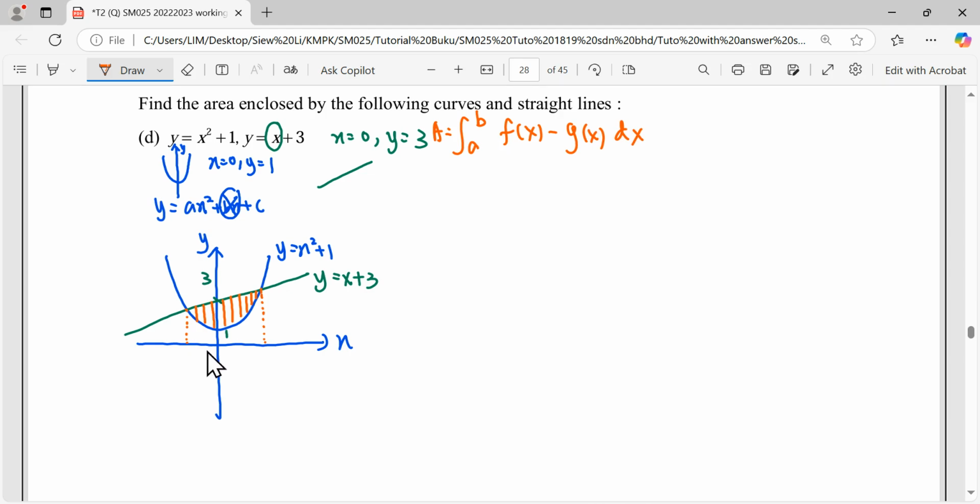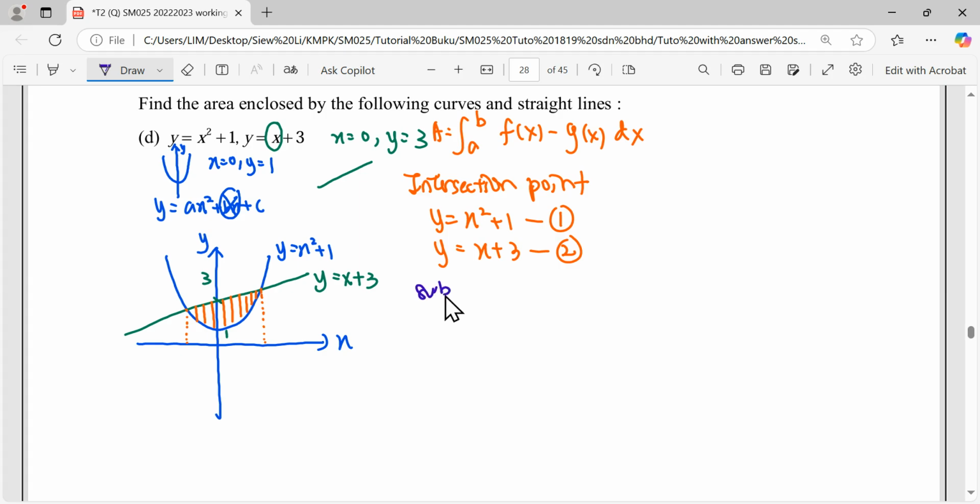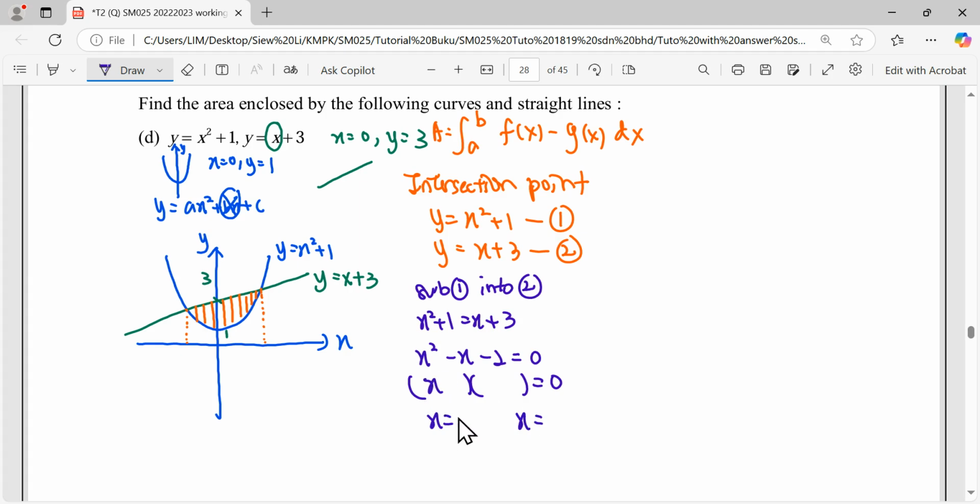First of all, we want to find our intersection points. To find the intersection points, we need to solve simultaneous equations. y equals x squared plus 1 is equation 1, and y equals x plus 3 is equation 2. Let us substitute equation 1 into equation 2. We get x squared plus 1 equals x plus 3. To form a quadratic, we rearrange it to the left-hand side. To find x, we undergo factorization, or you can use your calculator. You get x equals negative 1 and x equals 2. Factorization gives (x plus 1)(x minus 2). So here we have negative 1 and this is our value of 2.